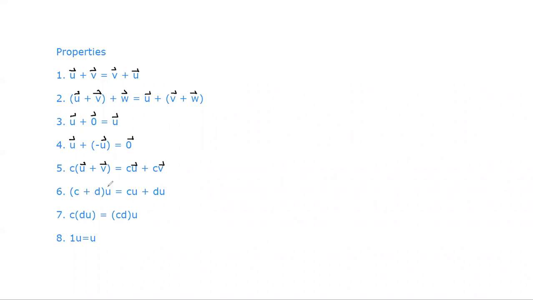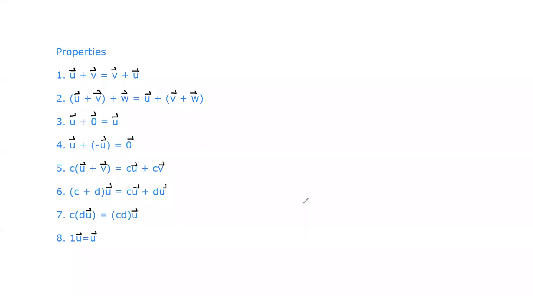Similarly, if we have two constants and add them together and then multiply them by the vector, we could first multiply each one by the vector and add them. And if we multiply a constant by a vector and then multiply that by another constant, we could first multiply the two constants together. And lastly, if we multiply a vector by the constant 1, what are we doing? We're multiplying every corresponding entry by 1, which will just give us the same thing.